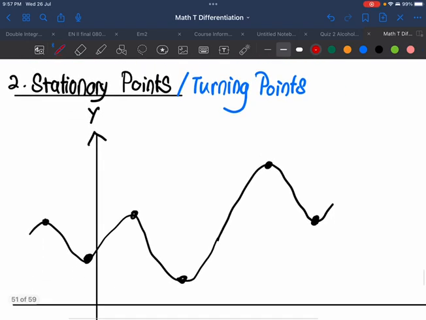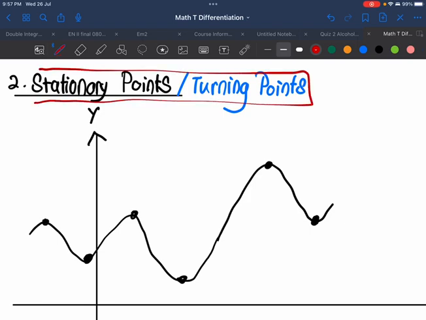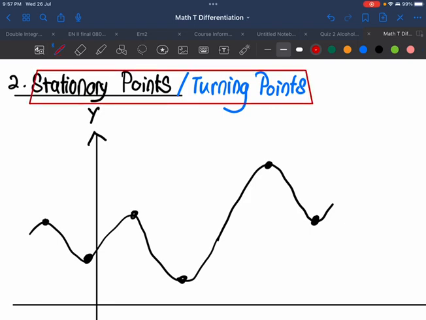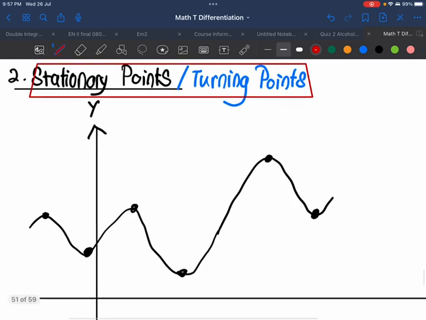And okay, the second one is the stationary point or turning points. These two are actually the same thing. So why do I say it's a stationary point? As you can see, let's say we have a function as shown in this curve I drew. On this curve we have a few points where I'm going here, then I turn to another direction, I turn here, then I go here, and at this point I turn. Here is the peak, here is the peak, and then I turn down.